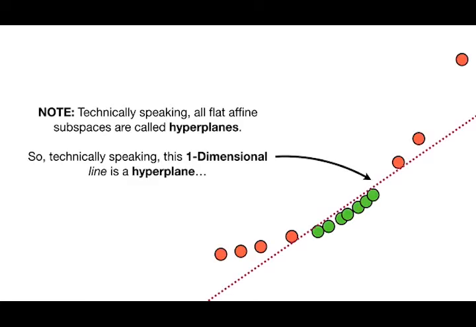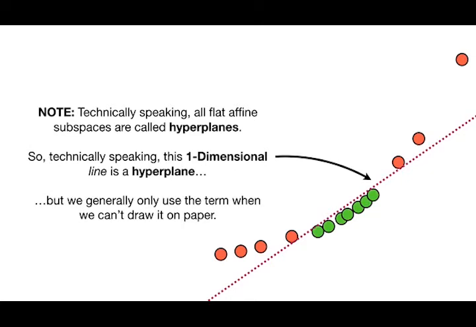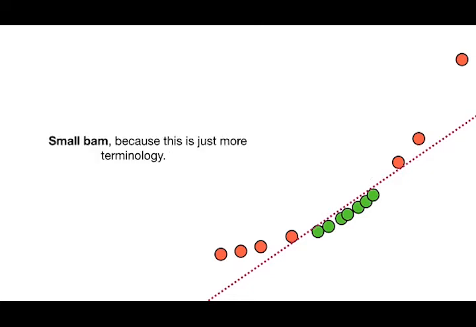Note: technically speaking, all flat affine subspaces are called hyperplanes. So, technically speaking, this one-dimensional line is a hyperplane. But we generally only use the term when we can't draw it on paper. Small bam, because this is just more terminology. Ugh.